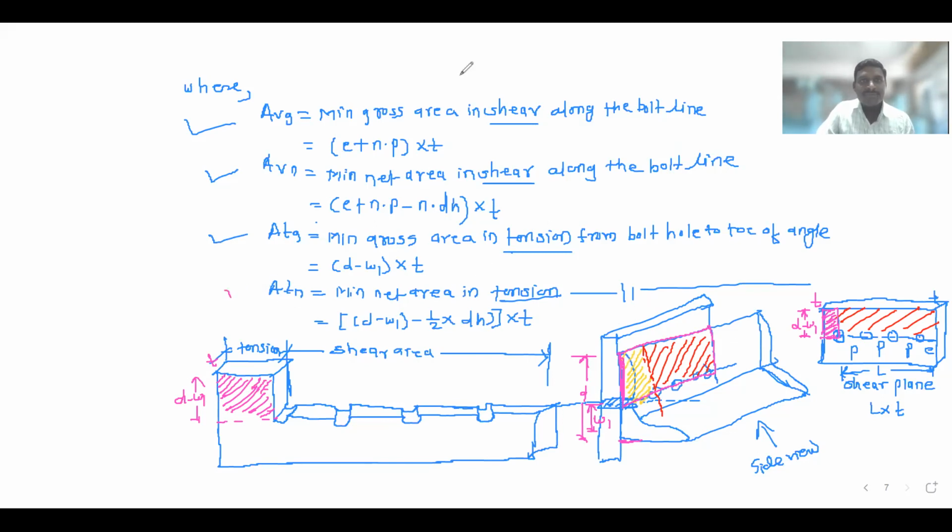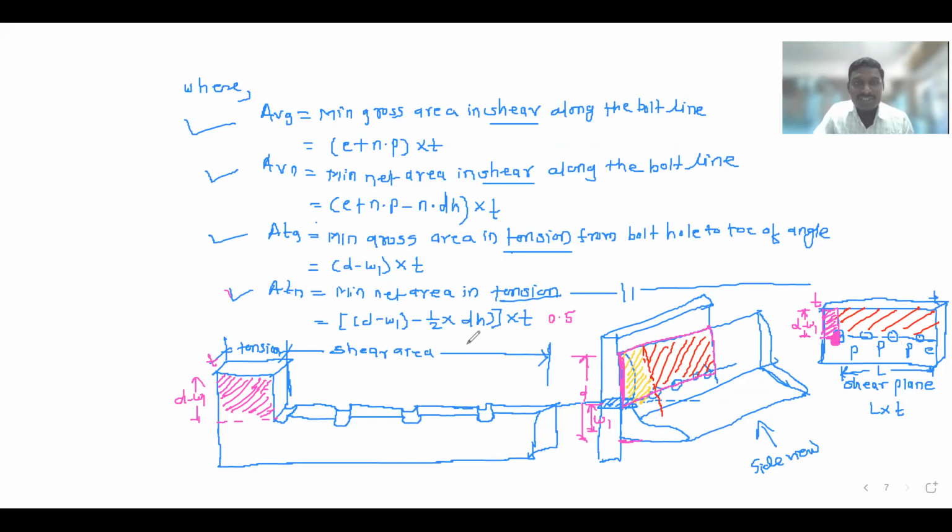Now the last area is ATN, net area, minimum net area in tension. So net area मध्ये परत काय करतो आपण? What we are doing? Deducting the diameter. So how much diameter is remaining here? Half. So here I have written half. Instead of half, you can write 0.5. 0.5 लिहिले or half easily.